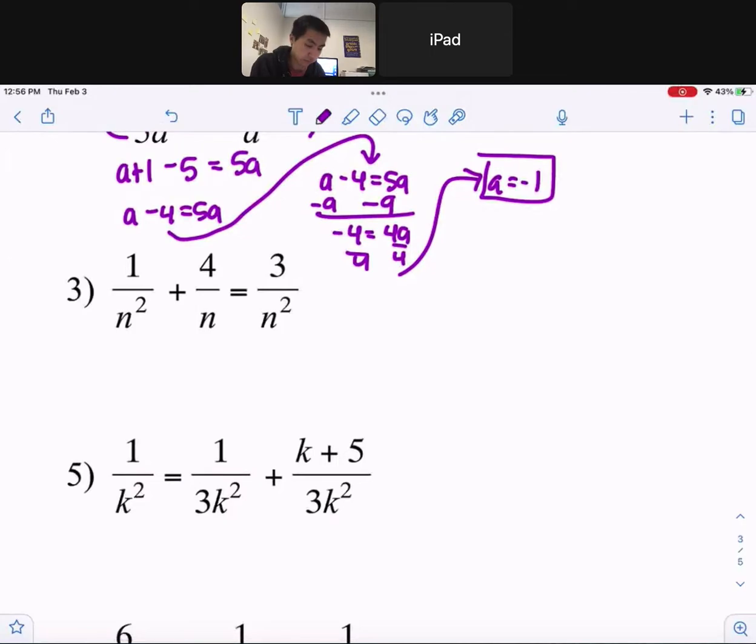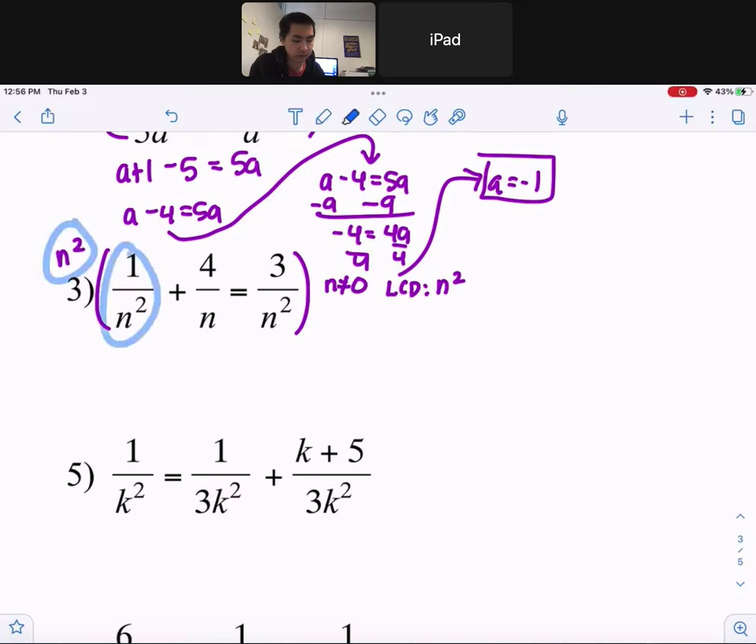Number 3. So n cannot be 0, and the LCD is, not v squared, sorry, n squared. So what we're going to do is multiply the whole thing by n squared. This times this, n squares cancel, so we have 1. This times this, 1 n cancels from top and bottom, so we still have an n here, so n times 4 is 4n. And this times this, n squares cancel, so we just got a 3.